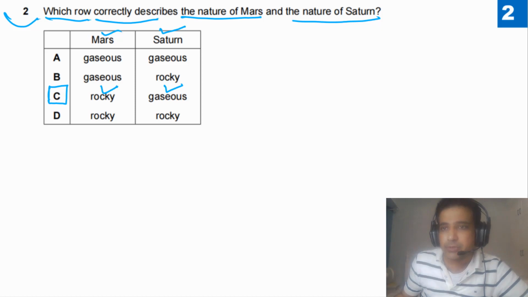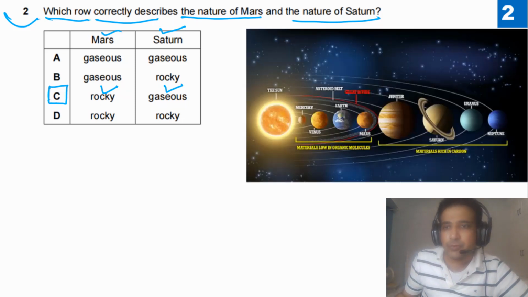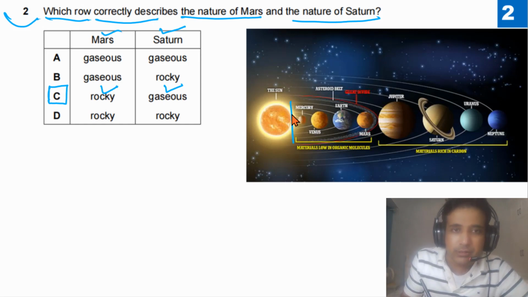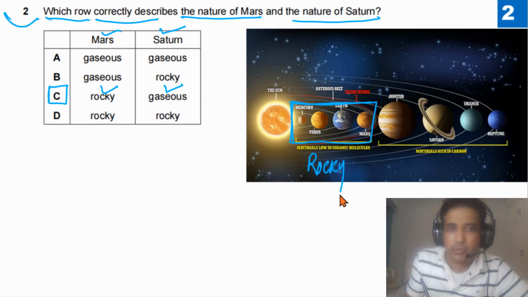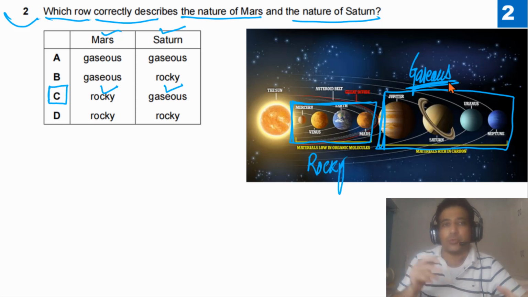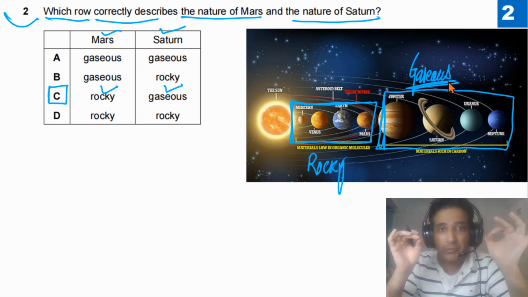Let's try to understand this one with the help of a nice figure. This is a figure of our solar system. You can see these first 4 planets are rocky. And the last 4 planets are gaseous, so the nature is gaseous. So this is the point you need to understand about the solar system.